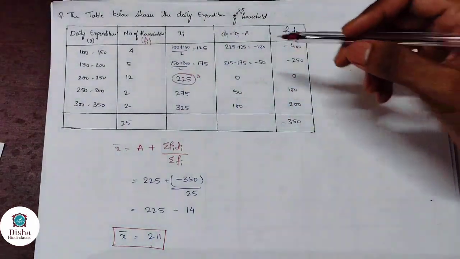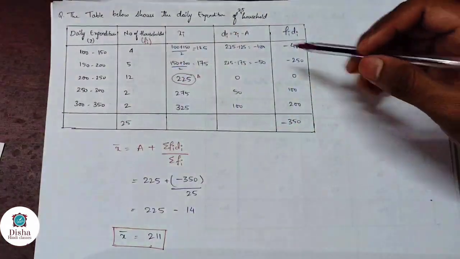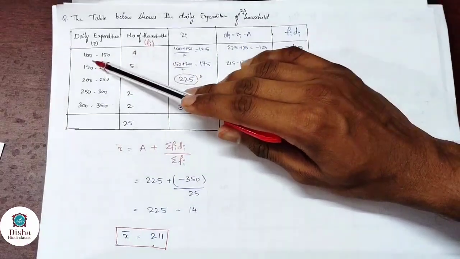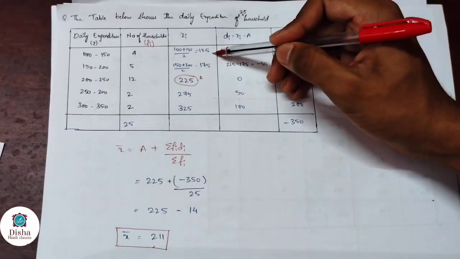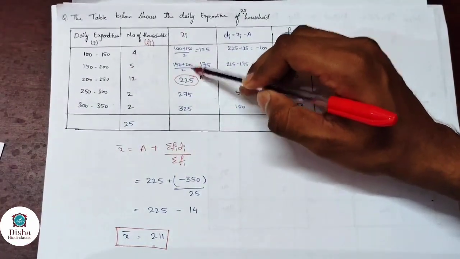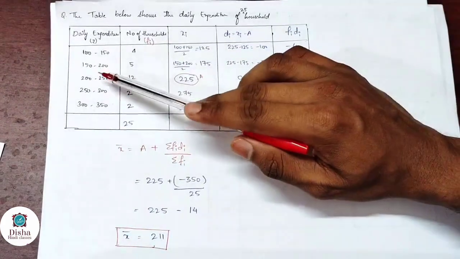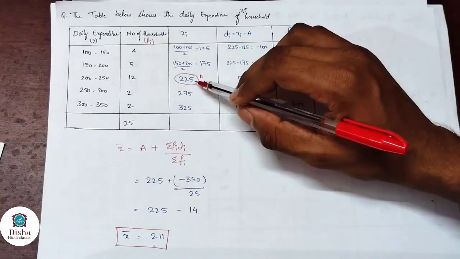Now what we are going to do is first find the mid values for the given observations. So what we'll be doing, 100 plus 150 divided by 2. Lower limit plus upper limit divided by 2. It would get us 125. Then we have 150 and 200. So 150 plus 200 divided by 2 will give us 175. Then we will be adding 200 plus 250 and dividing it by 2. That will give us 225.